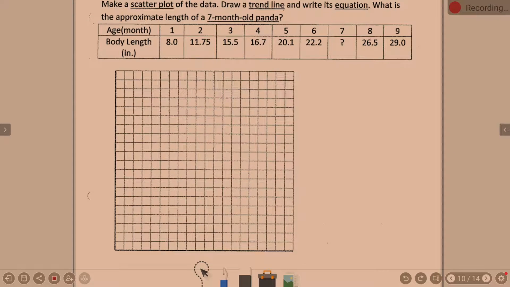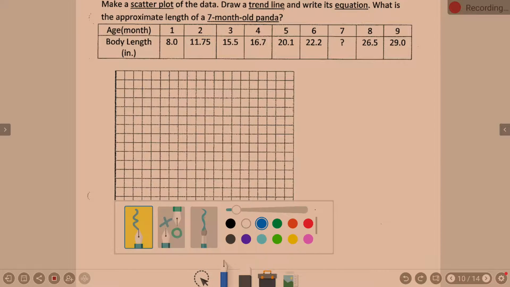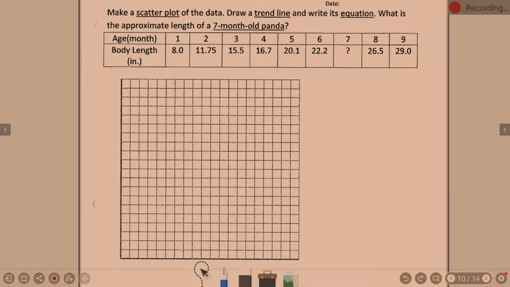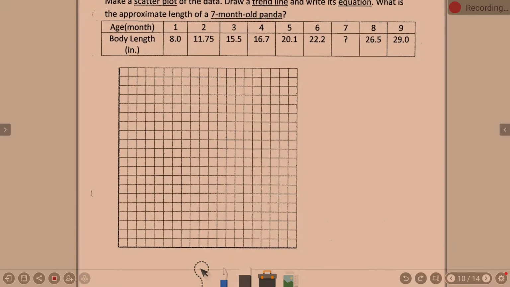Months. I'm going to scoot this up a little bit so I have a little bit of room here. Now, you always want to label your bottom. So I'm going to label my bottom axis as age. And it wouldn't hurt to write months after that.